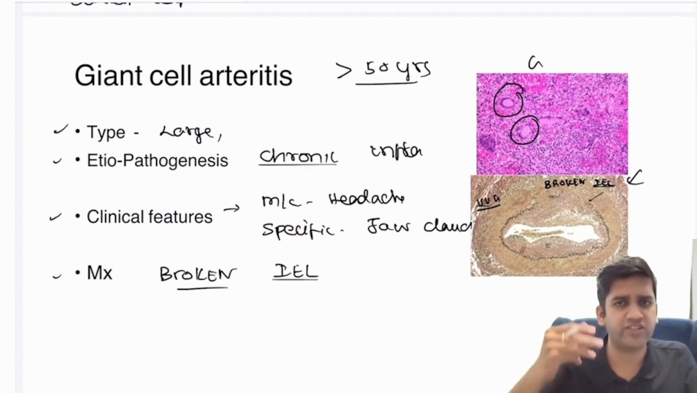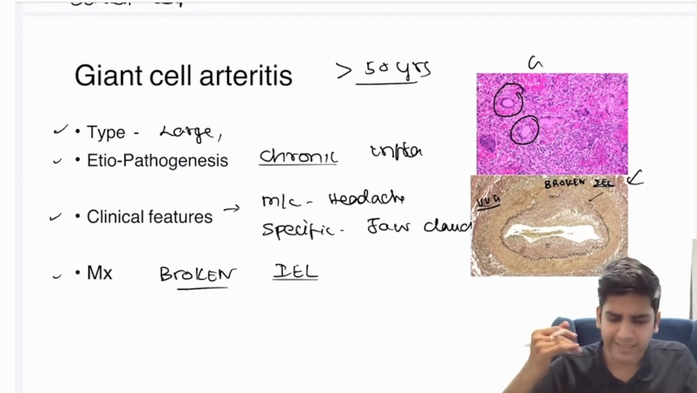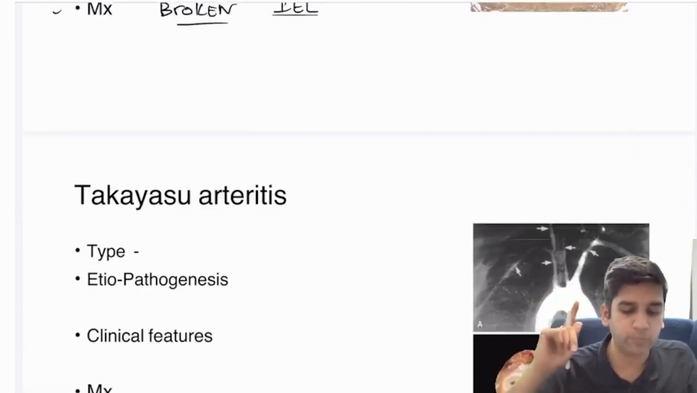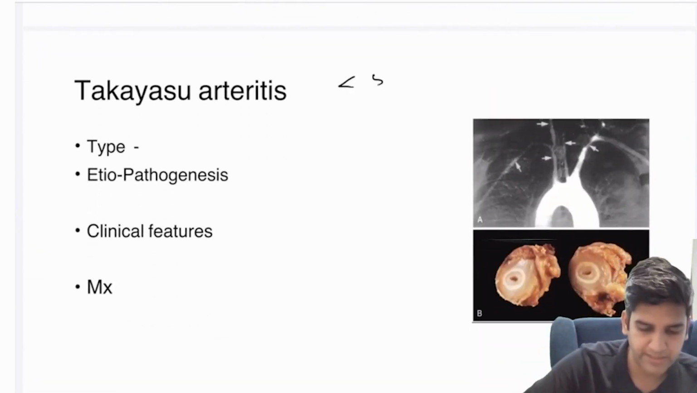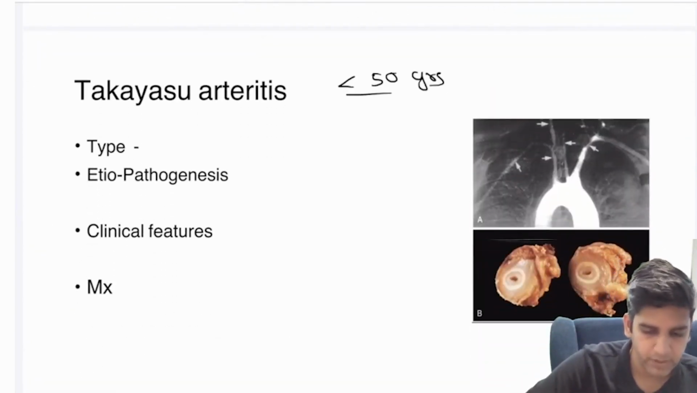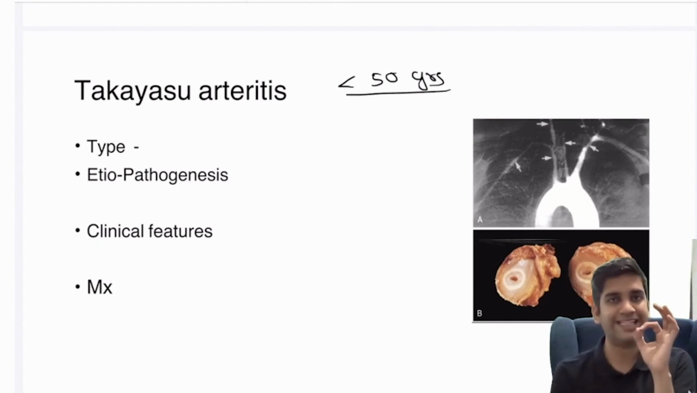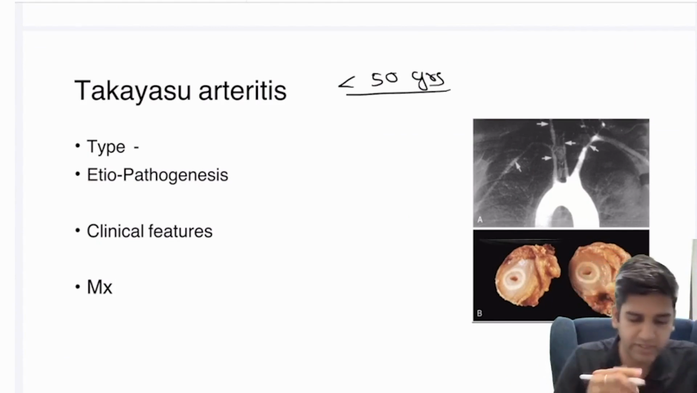The same thing will be seen in Takayasu also, because Takayasu is also chronic. Takayasu also will have the giant cells, Takayasu also will have the granuloma, and Takayasu also will have broken IEL. But the most important thing in Takayasu is less than 50 years. Symptoms might be the same, right? Less than 50 years is diagnostic of Takayasu arteritis.